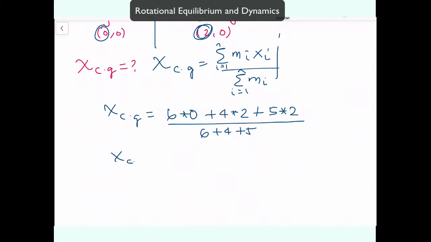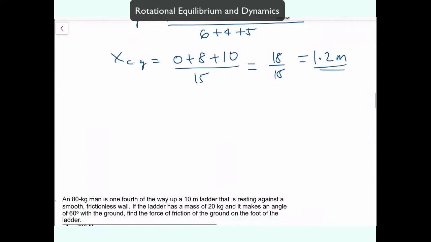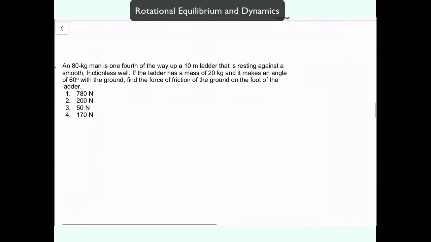So the result x_cg will be 0 plus 8 plus 10 divided by 15. Then this will result in 18 divided by 15. This is equivalent to 1.2 meters. Okay, that's it. So this is how you proceed trying to solve this problem.